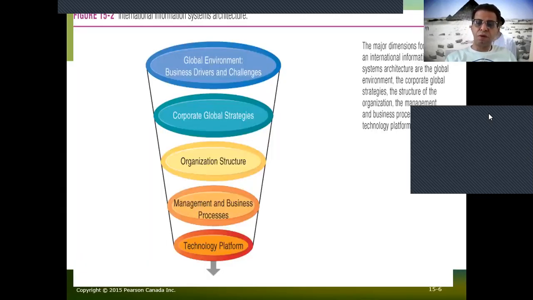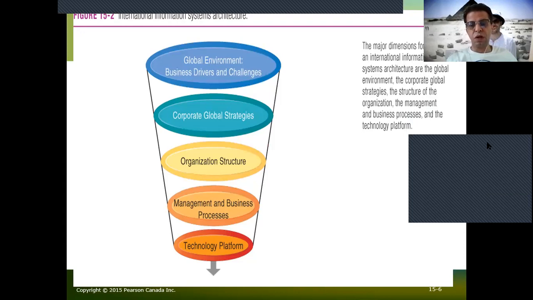So the major dimensions for developing an international information system architecture are the global environment, the business drivers and challenges. The second part is the corporate global strategy. And then we look at the organizational structures and then the management and business process accordingly. And we look at the technology platform. So the major dimensions are the global environment, the corporate global strategies, the structure of the organization, the management and the business process, and the technology platforms.